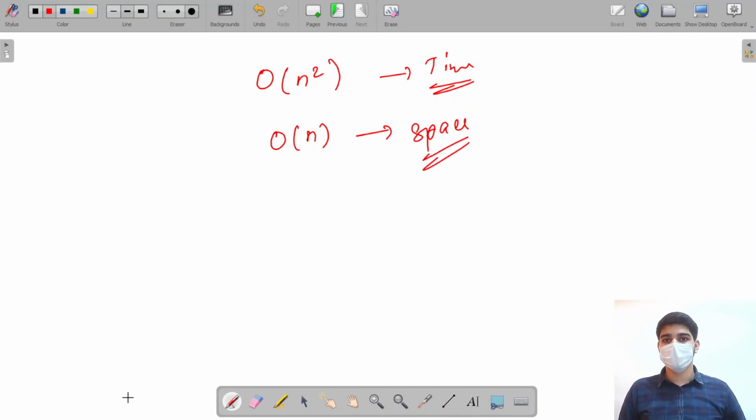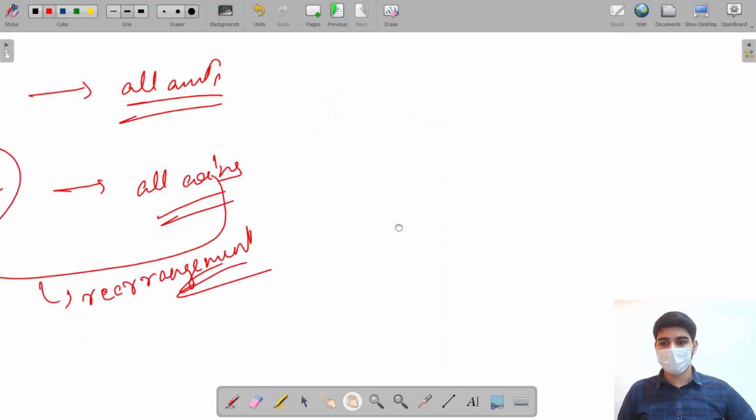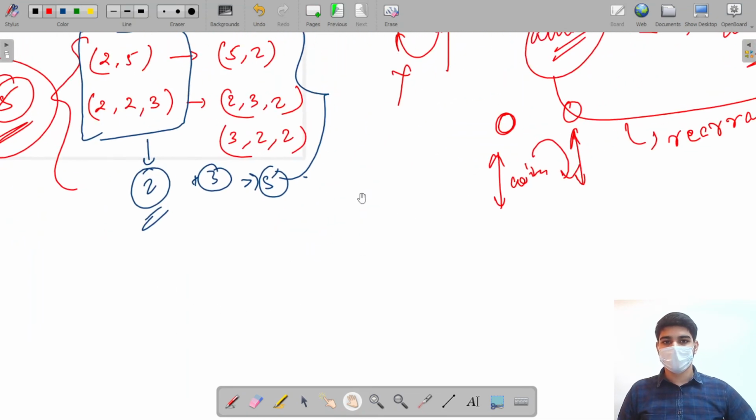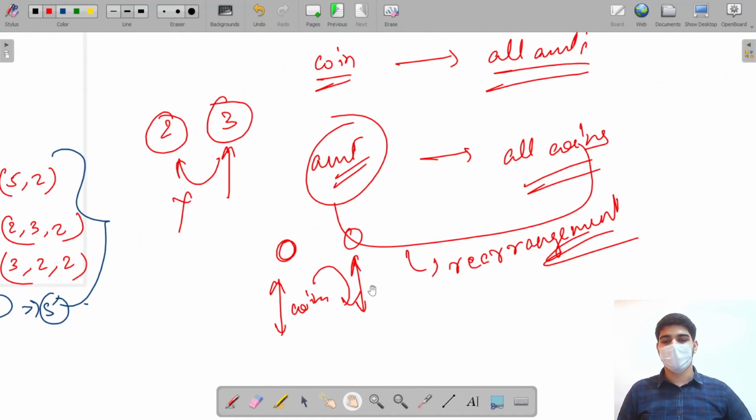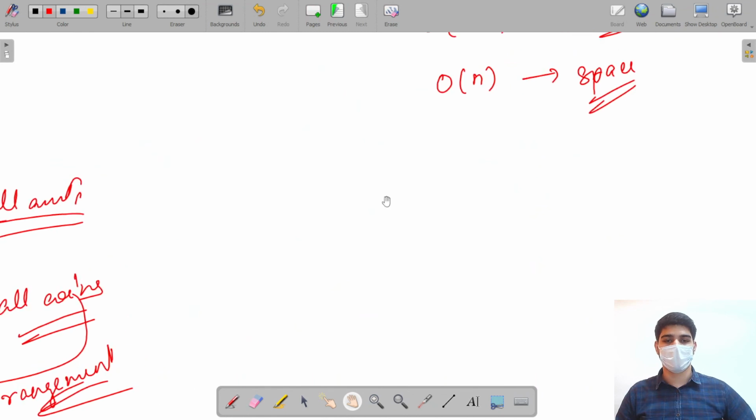I hope you understood the solution. I hope you understood the difference between combinations and permutations in coin change, and I hope you were able to tell the difference between rearrangements and how we prevented them from happening.